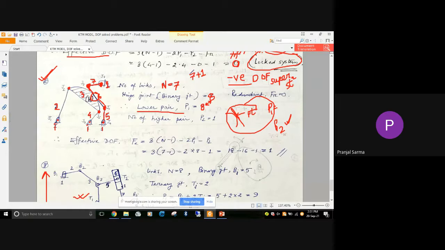7 binary joints I have plus one quaternary joint I have. How many lower pairs will it constitute? What's your guess? 4, sir.